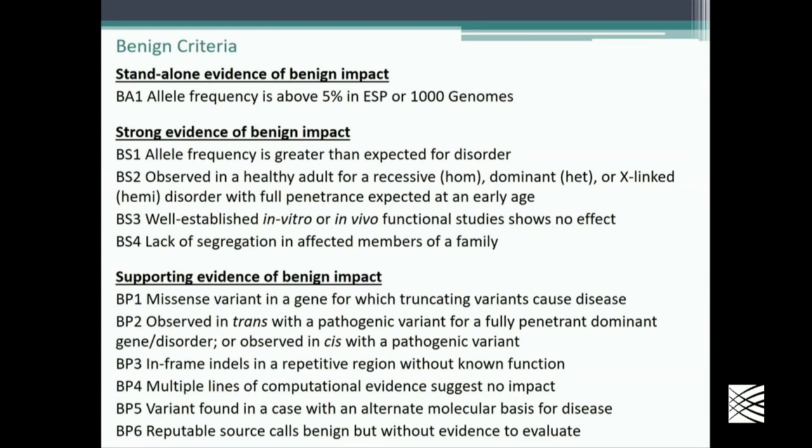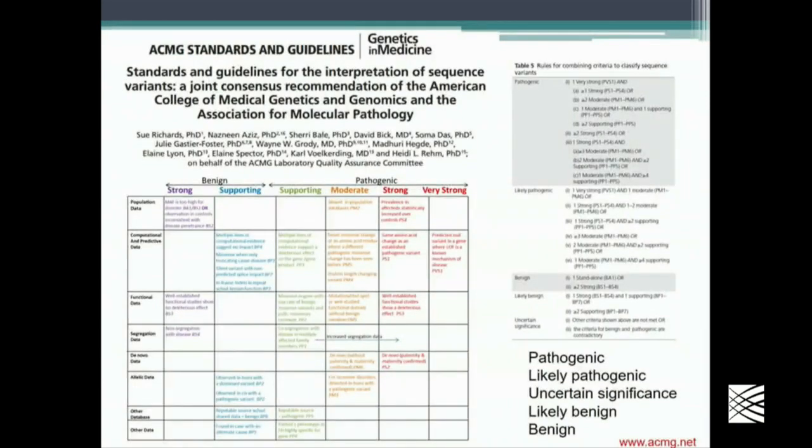So I'm going to go through some variants to actually give you examples of classification. That same list of evidence I also put on a grid with pretty colors, showing the strength increasing for pathogenicity, the different types of data: population, computational and predictive, functional, segregation, de novo, allelic data, other databases, and other stuff. And then there's a set of rules that allow you to combine different pieces of evidence to form a pathogenic call, a likely pathogenic. So you get one of these and two of those, on all the possible combinations, to arrive at one of these.